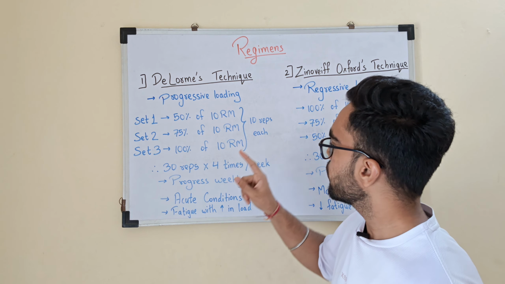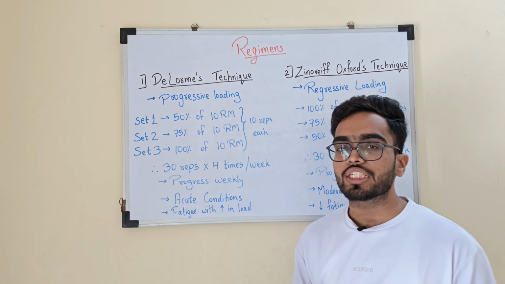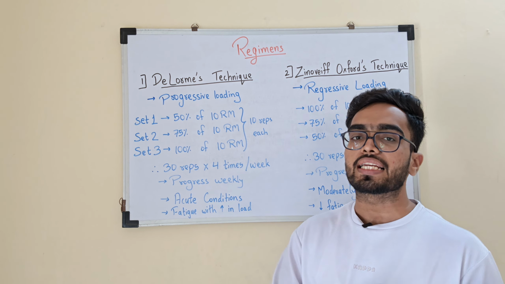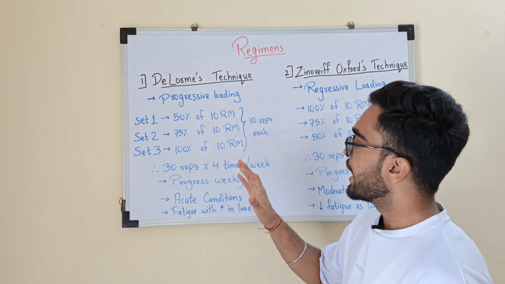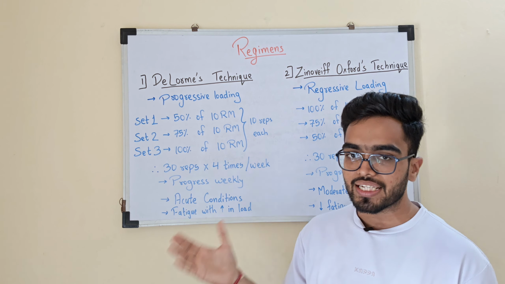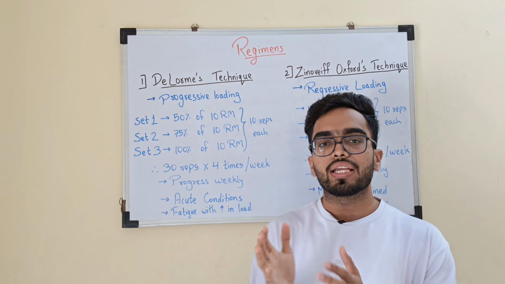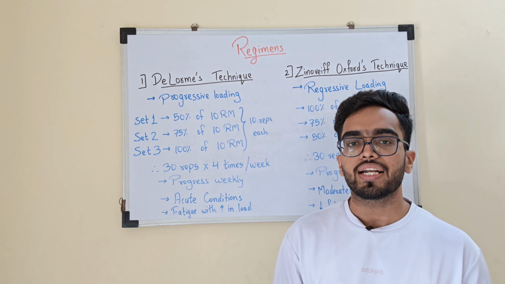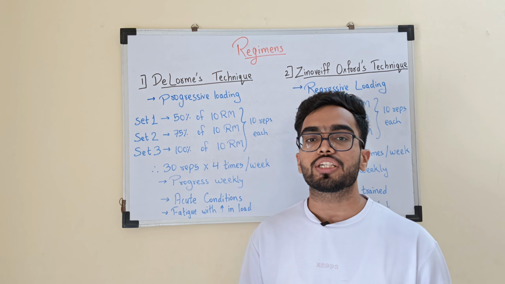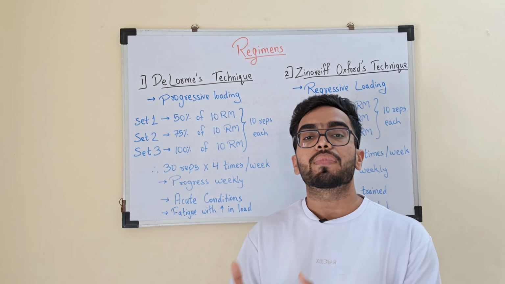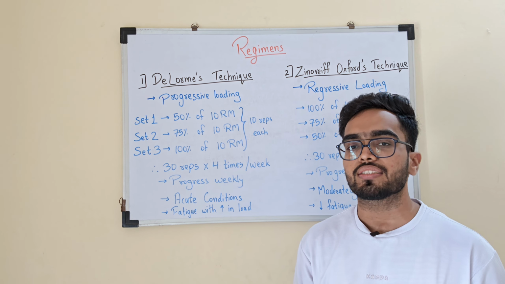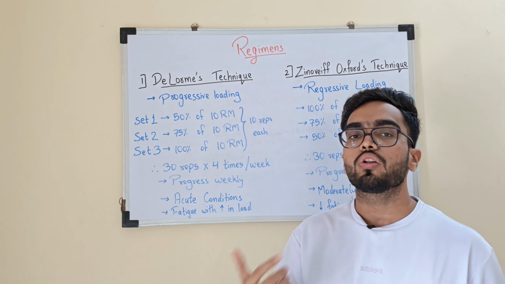Okay, and it is done 4 times per week, and the progression of the load is done weekly. So every week you will calculate the 10 RM and increase the load accordingly. Okay, it is done in acute conditions, and the fatigue increases with the coming sets as the load increases. So after the first set, the fatigue will accumulate. In the second set, again the fatigue will accumulate. So it is more fatiguing to the patient, but the benefit is the muscle gets warmed up by the lesser weight, and as the weight progresses, the muscle gets ready to take up the load.